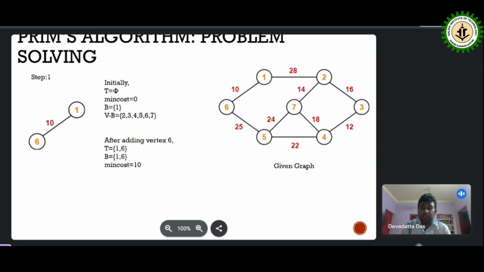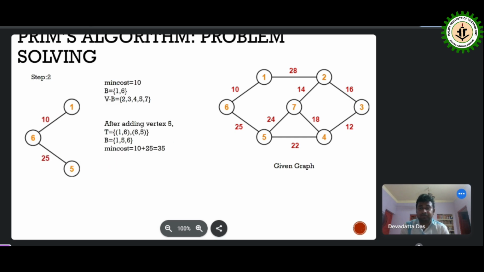So now the minimum cost equals to 10. In a similar way, I'm finding the min cost equals to 10. Now the value of B would be 1, 6 and V minus B would be 2, 3, 4, 5, 7. Then after adding the vertex 5, the value of T will become 1, 6, 6, 5, and the value of B will become 1, 5, 6. So the min cost equals to 10 plus 25 equals to 35.